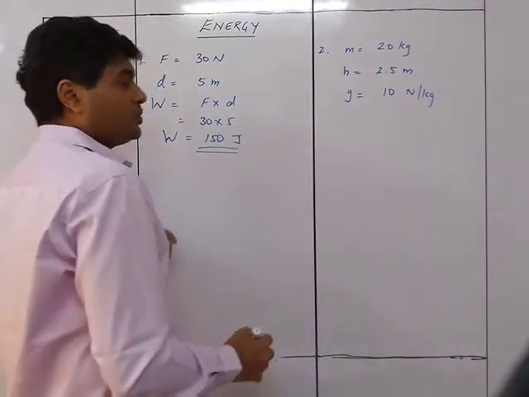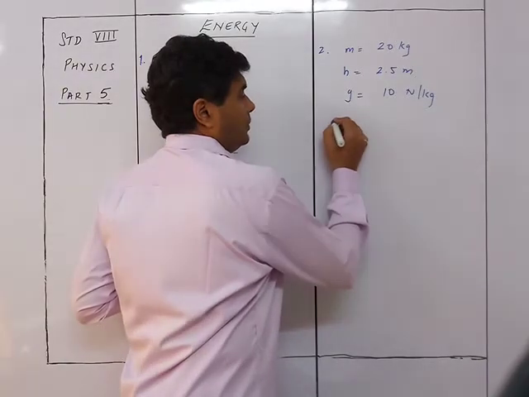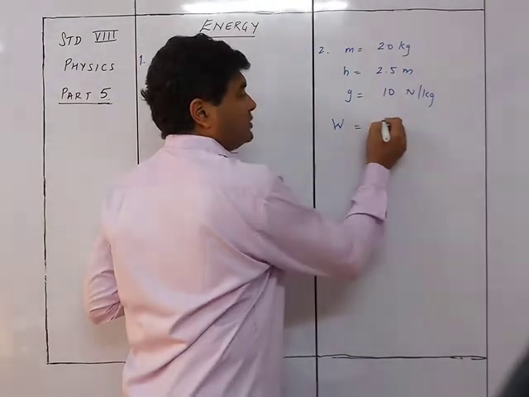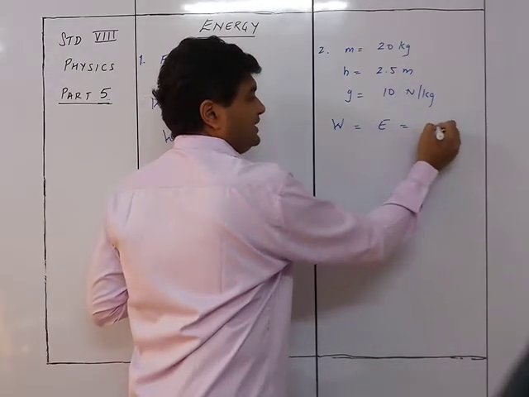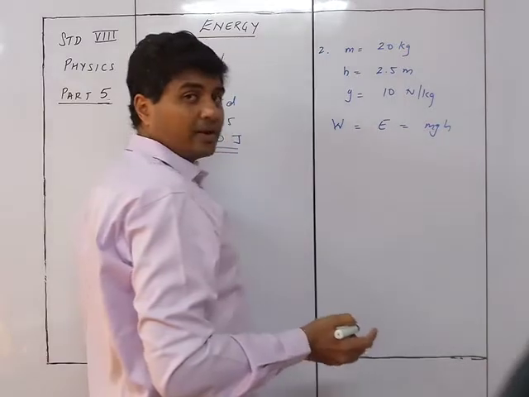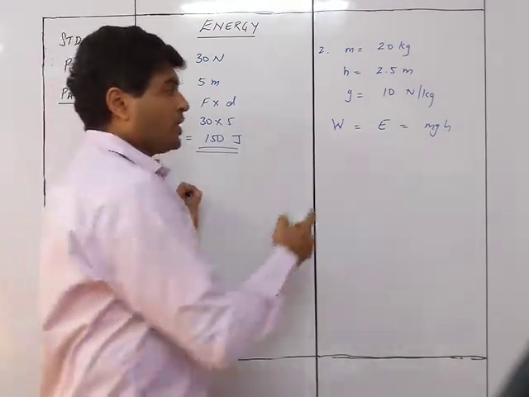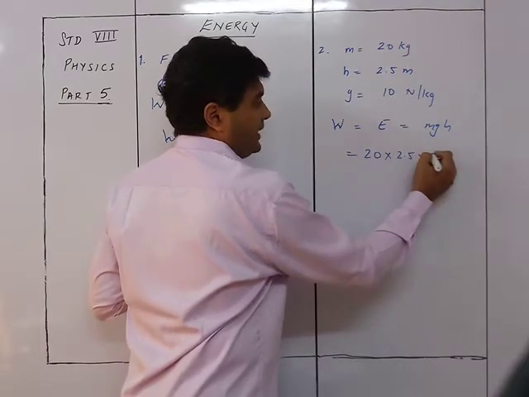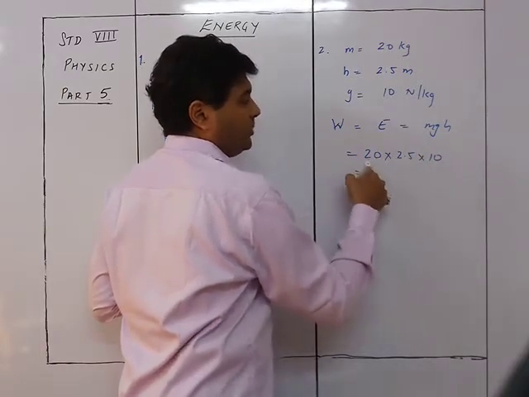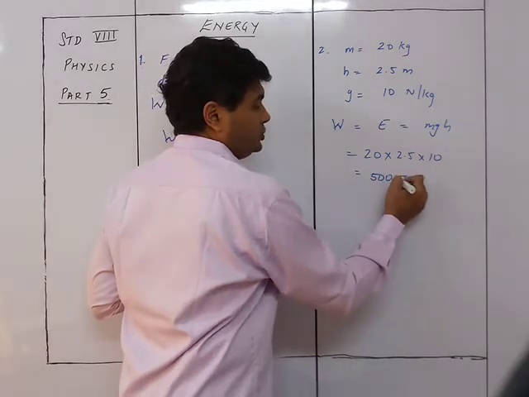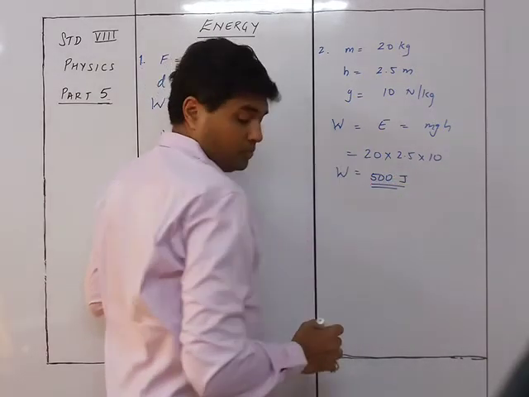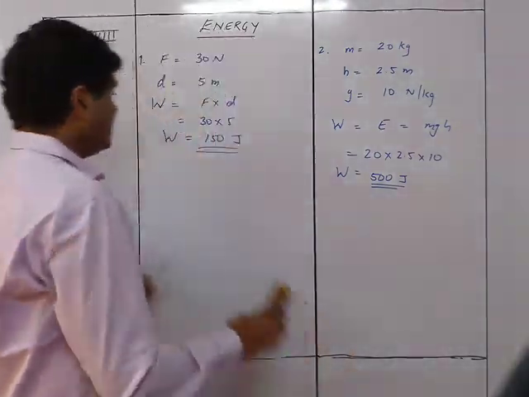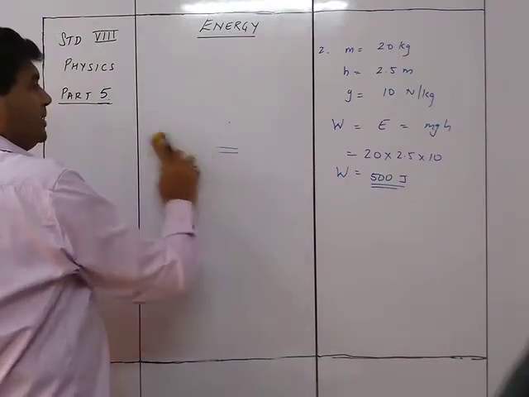Okay. So, we are asked the work done by the man. Now, we know that the work done is equal to energy, which is equal to mgh. Right. So, work is also equal to mgh. So, accordingly, it will be m is 20 into 2.5 into 10. So that will be equal to 25 into 2, 500 joule. So the work done is 500 joule. Simple. We move on to sum number 3.